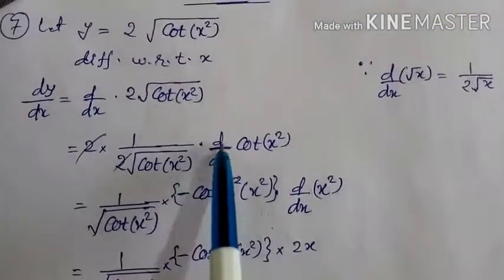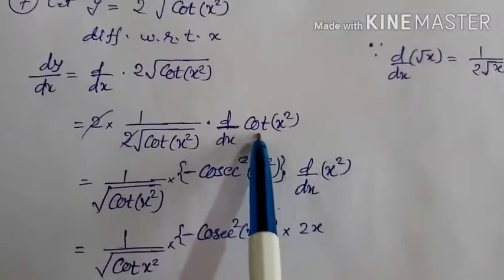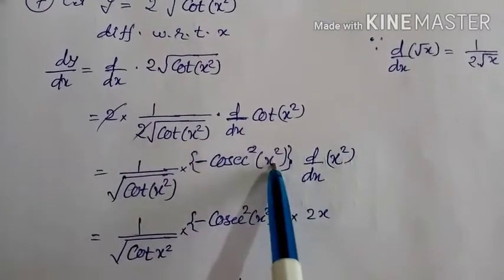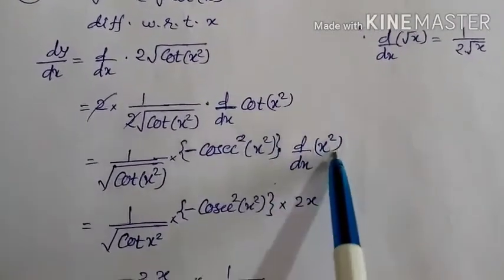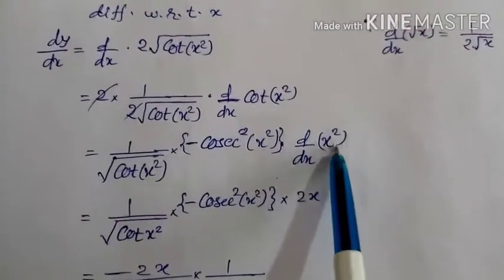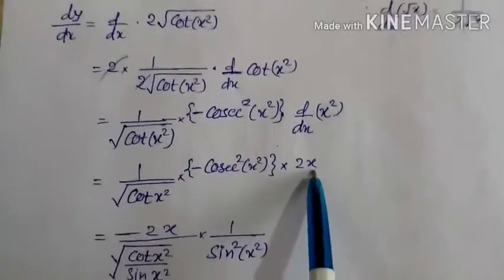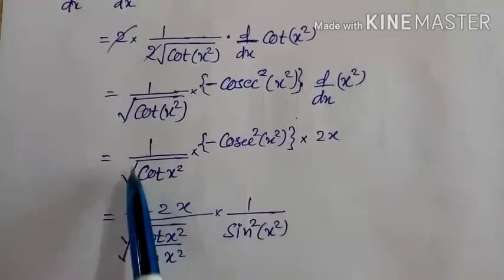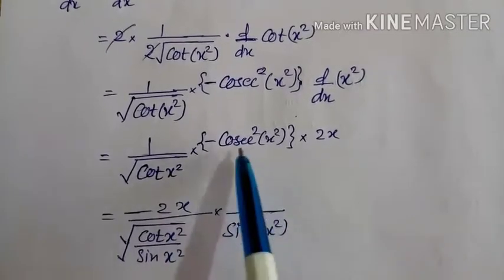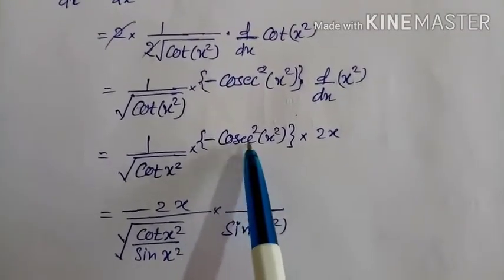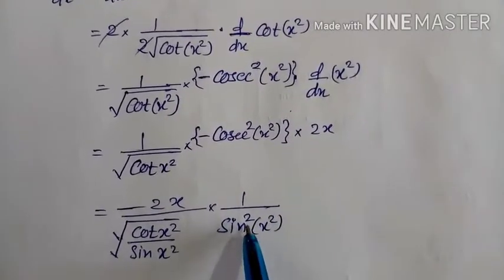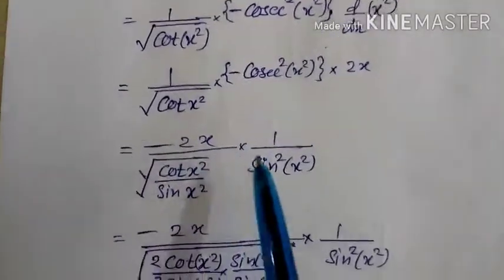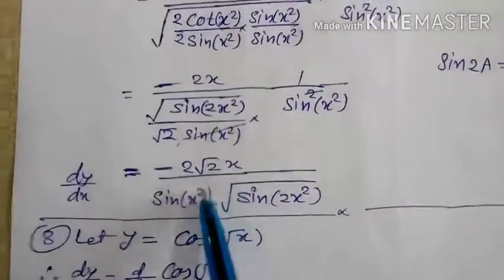Now by chain rule, differential of cot of x square: differential of cot x is minus cosec square x, so it is minus cosec square of x square, into d by dx of this x square also by chain rule. Differential of x square will be 2x in the next step. So this is minus sign and this is total minus 2x upon under root cot x square, and this is cosec square. So in place of cosec square, write 1 upon sin square x square also. So this is the answer, but in the answer sheet, the answer is given like this, minus 2 root 2.